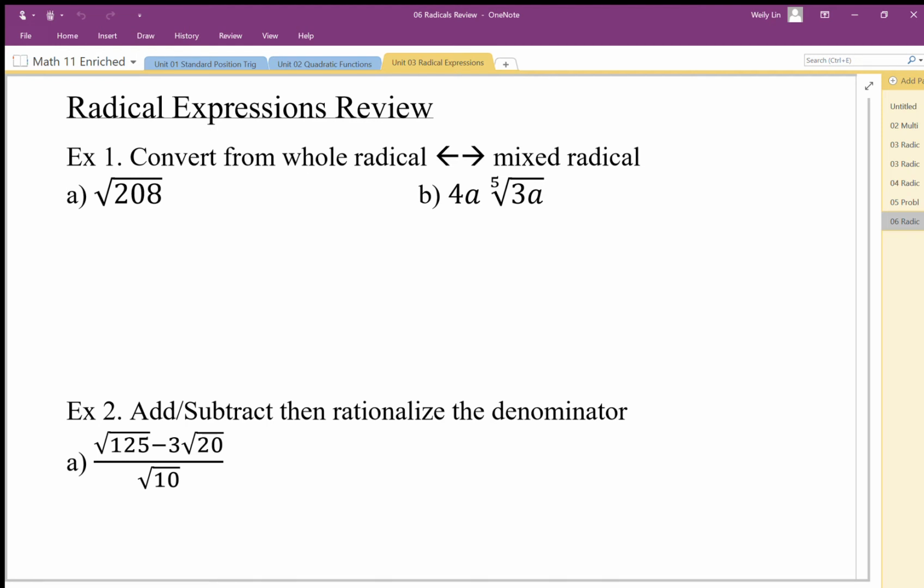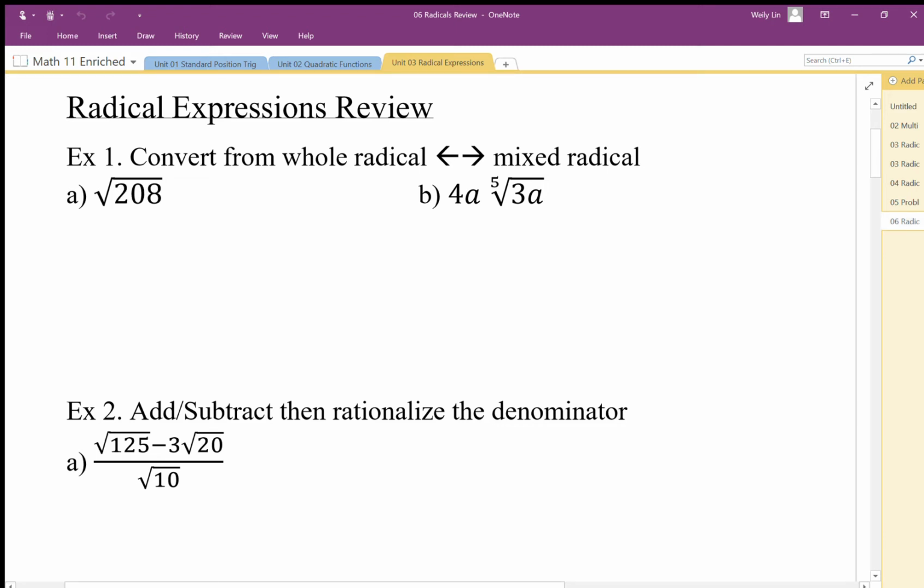So we're going to be converting whole radicals to mixed radicals and mixed radicals to whole radicals. So the idea is that we want to take out, first, this is a square root, so we want to look for perfect square factors in this expression here. In this case, we know there is a factor of 4, and if we factor that, we end up with 4 times 52.